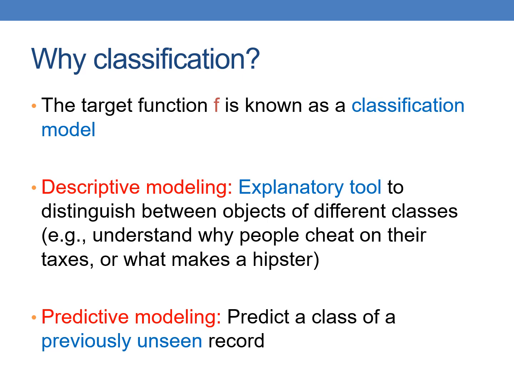Descriptive modeling is an explanatory tool to distinguish between objects of different classes, to understand why people cheat on their taxes and what makes a hipster. So these are the two examples we took, but in the real world we can take any kind of example and do the classification. Then predictive modeling: predict the class of a previously unseen record.